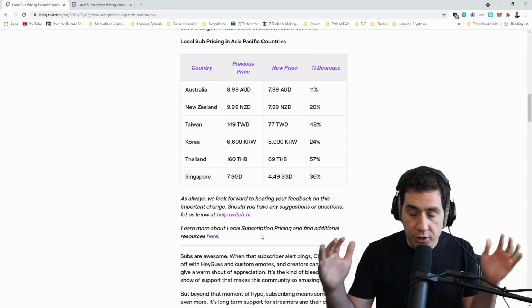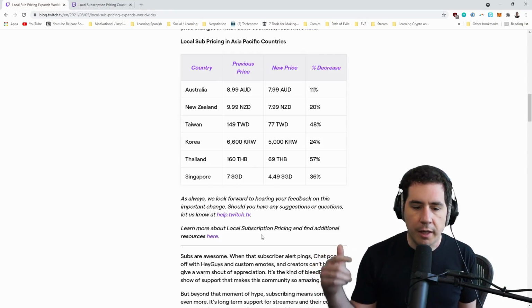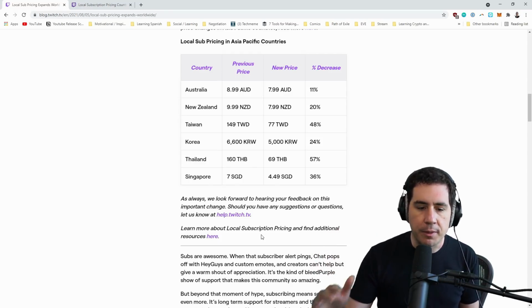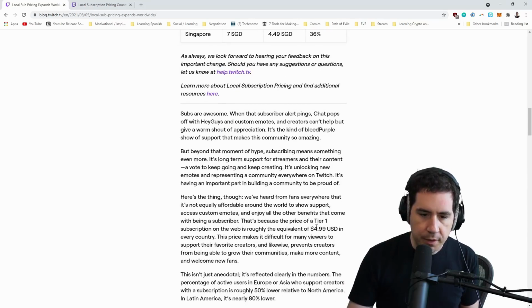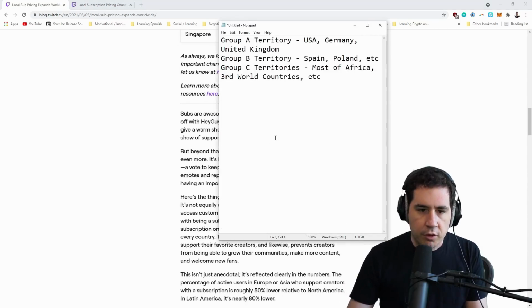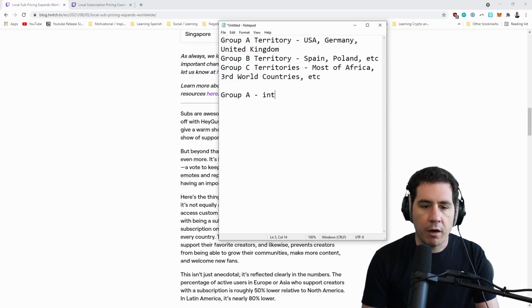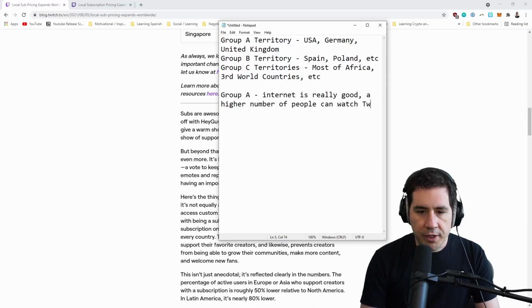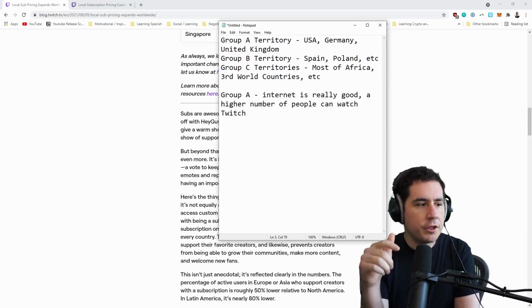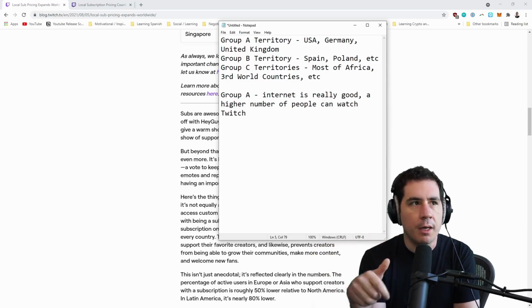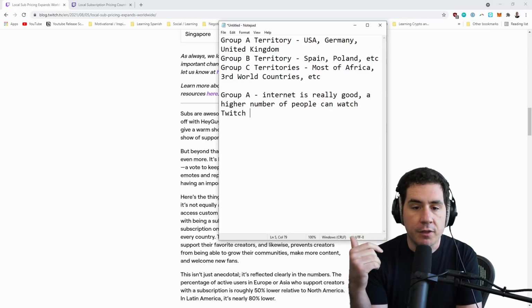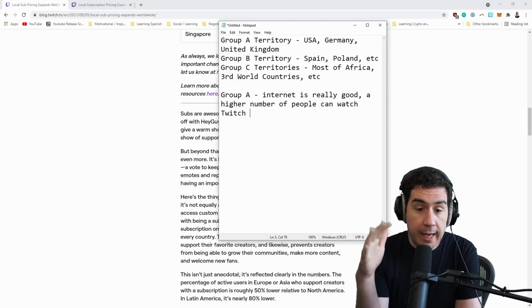So will you as a streamer make more money off of this? And the answer is probably not, for this reason, in the short term. In the short term, Twitch has a major problem with these territories. So in Group A territory, where internet is really good, a higher number of people can watch Twitch. The reason for this is because Twitch as a platform takes a lot more, I guess, bandwidth is the way to say it, than actually any other platform does.